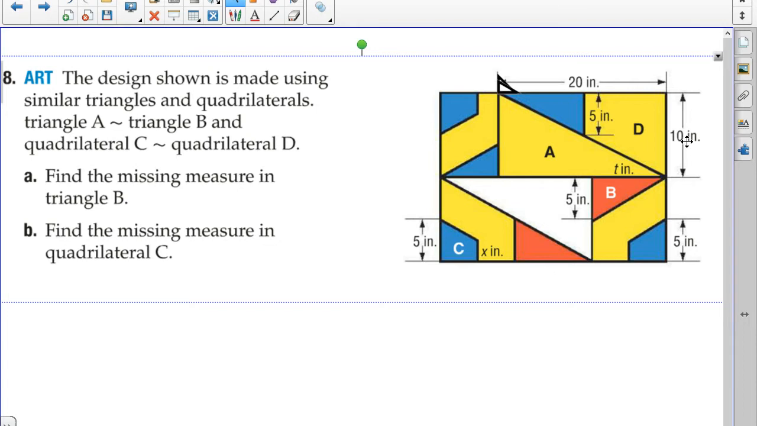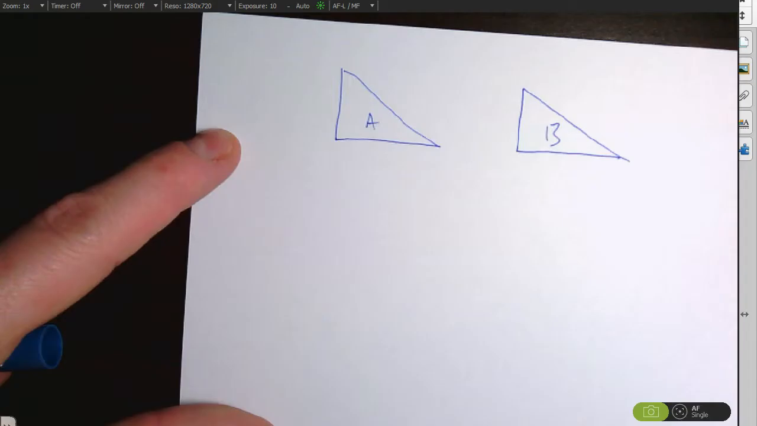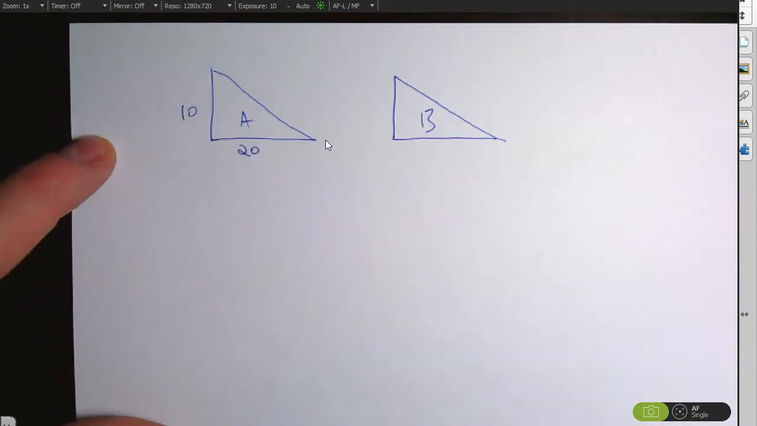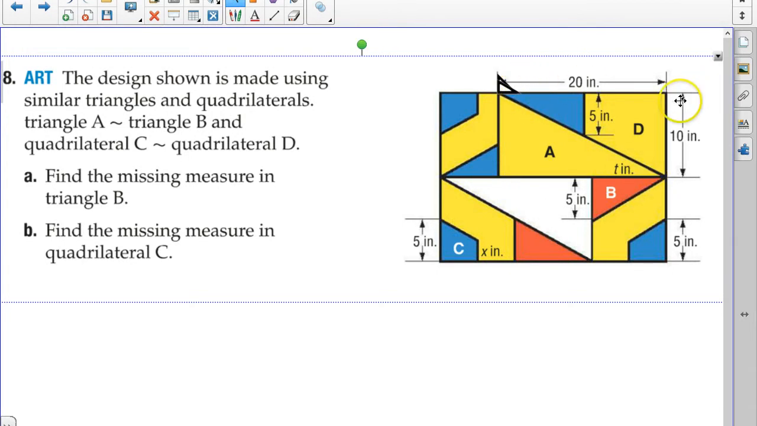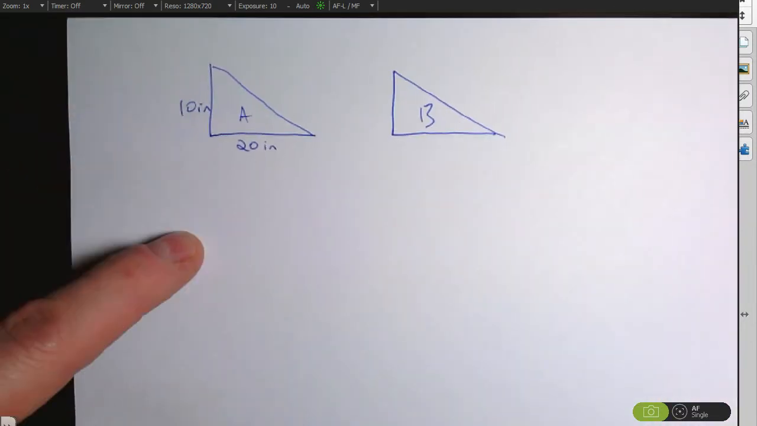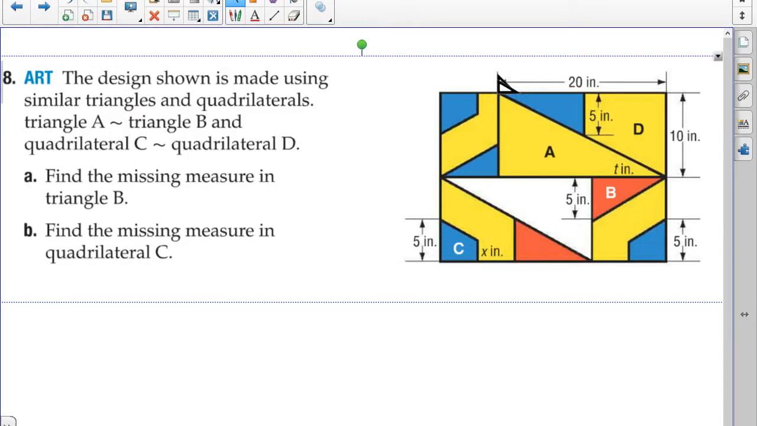So A is 20 across. So here's triangle A. Okay, I'm going to make it 20 across here and 10 high. So there's triangle A, 20 across, 10 high. And it is inches, so 20 inches, 10 inches. Now triangle B is 5 up and down. Again, it's been flipped from standing up to kind of standing down. But it's 5 inches over here. And then across its base, we don't know, it's t inches.